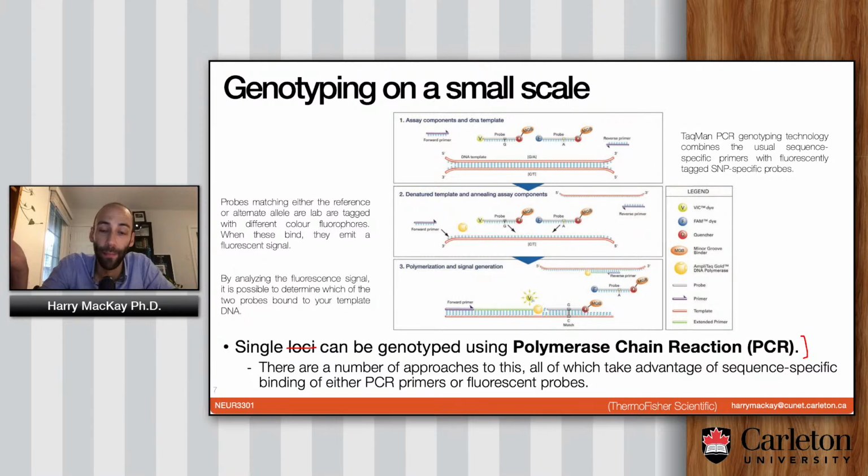So TaqMan PCR genotyping uses this, where for every cycle of PCR, you've got two different probes floating around in the reaction. The probes are complementary to the two different alleles of the particular variant or SNP that you're curious about. One probe is complementary, let's say here, to the G allele, and the other probe is complementary to the A allele. The probes are labeled with different colors of fluorophores. FAM is fluorescein, so one is labeled green, let's say, and one is labeled in red.